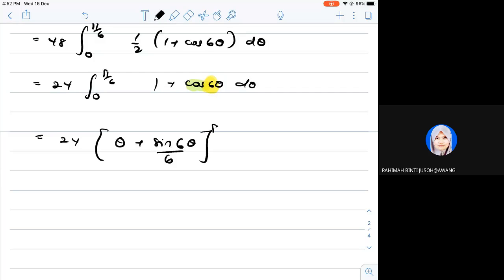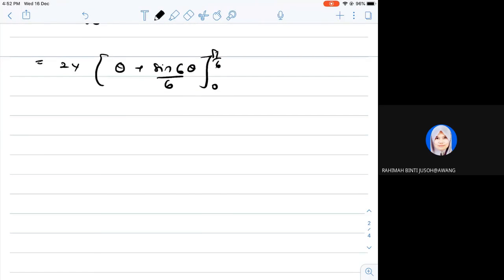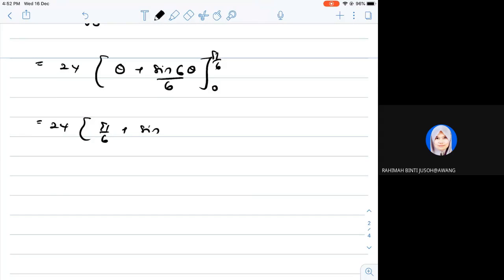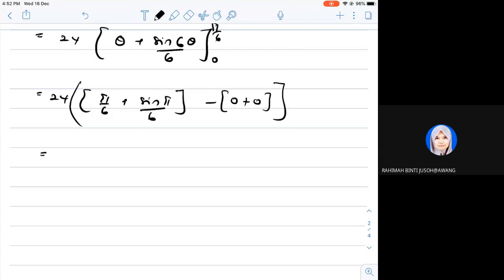So substitute pi over 6 and 0. So pi over 6 plus sine 6 times pi over 6, so we will have pi over 6, and then minus 0, so 0 plus 0. As we know, sine pi is 0. So pi over 6 times 24, we will have 4 pi. Okay, so that's the answer, 4 pi.